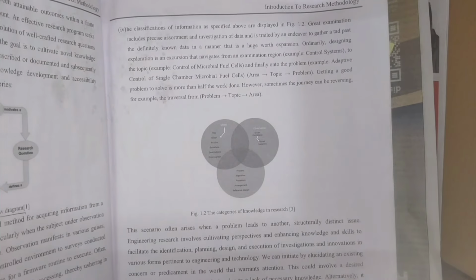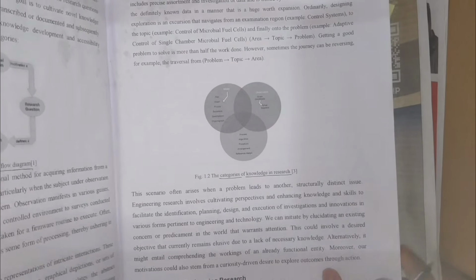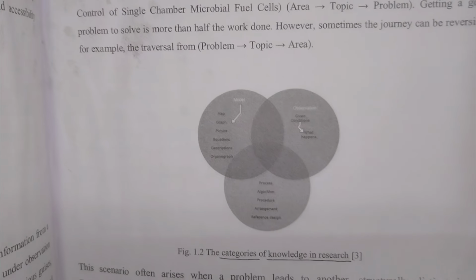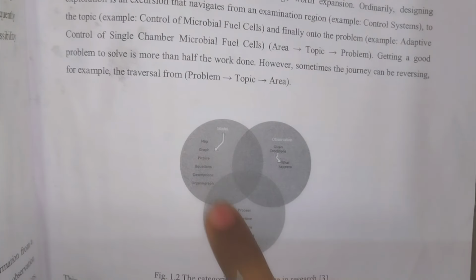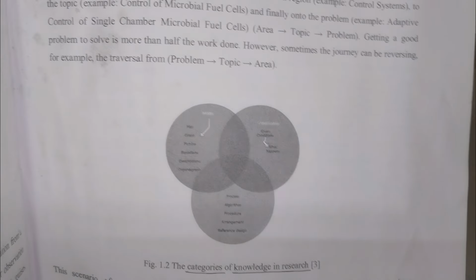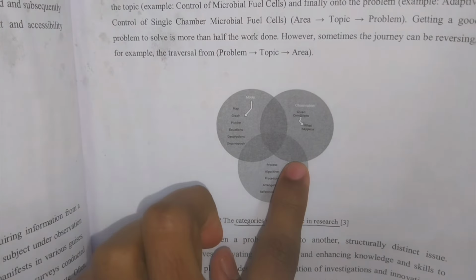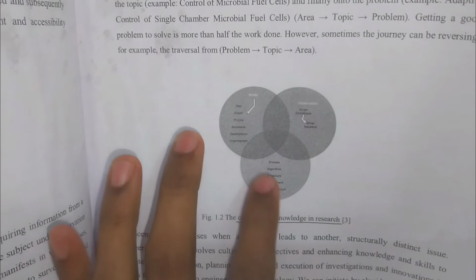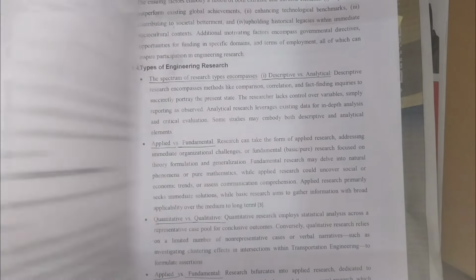So next, categories of knowledge. Categories of knowledge in research is a little bit okay. There are only 3 parts: models, observation, and process. If they ask about categories of knowledge in research, you just draw this diagram and explain each one by one. Okay, so next question, and that's all about the first module. And moving on to the second module.